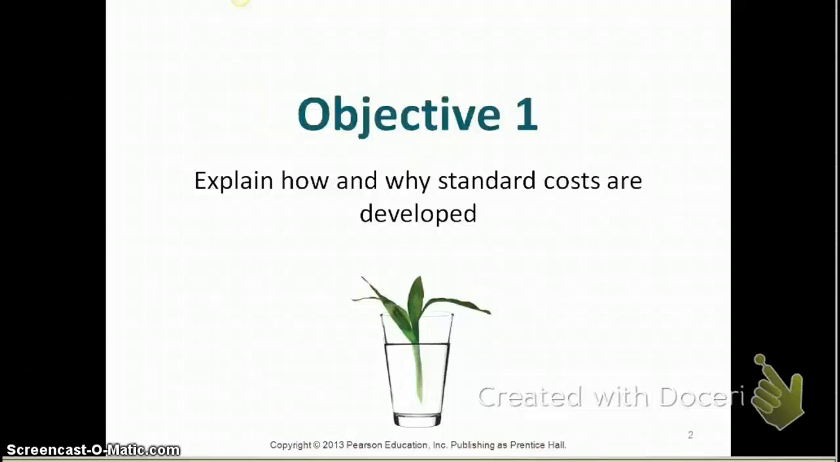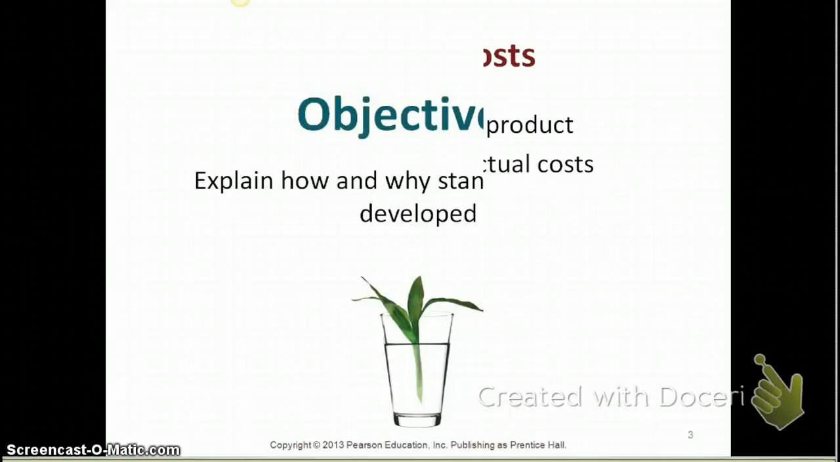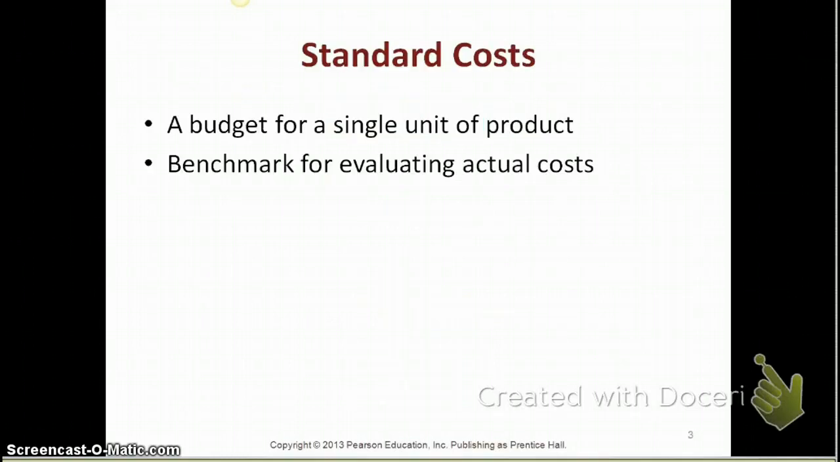This chapter is about standard costs and variances. First, let's find out what a standard cost is and how they're developed. A standard cost is just a budget for a single unit of product. What we use this for is as a benchmark for evaluating actual costs. So again, we're going to use standard cost in our performance evaluation.